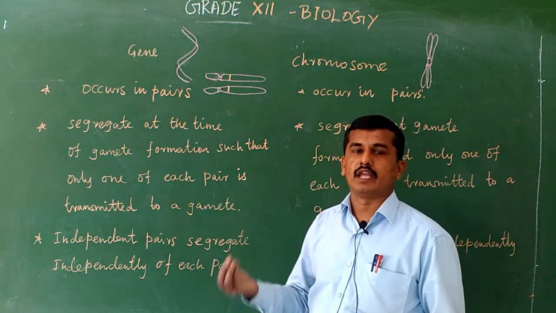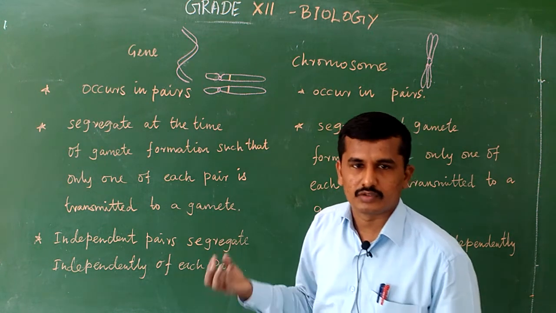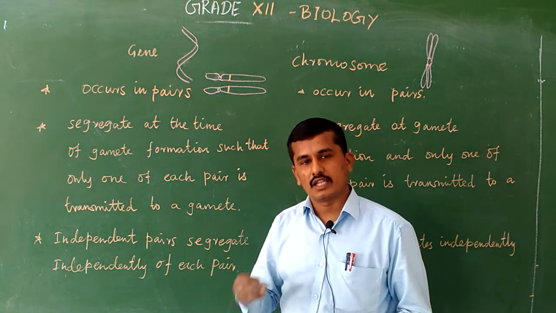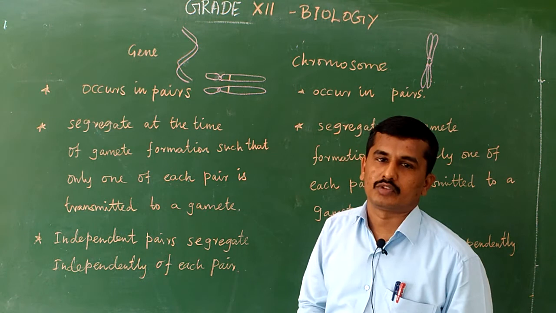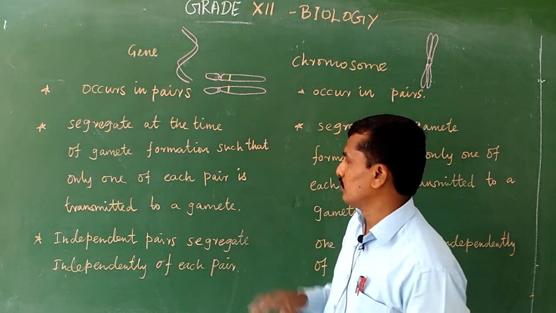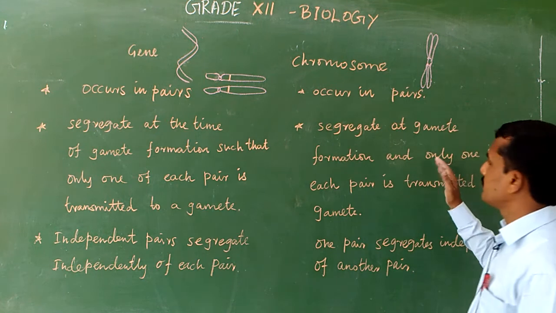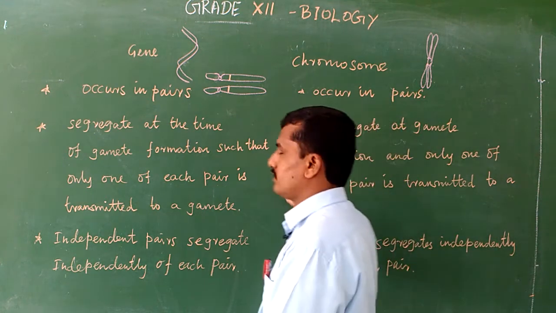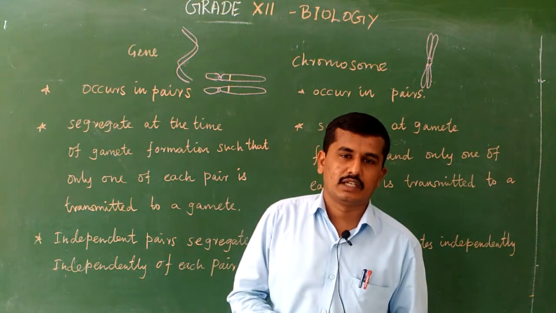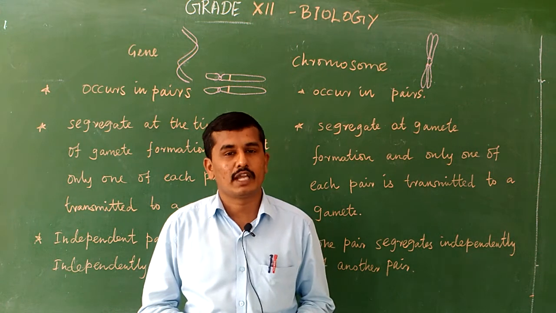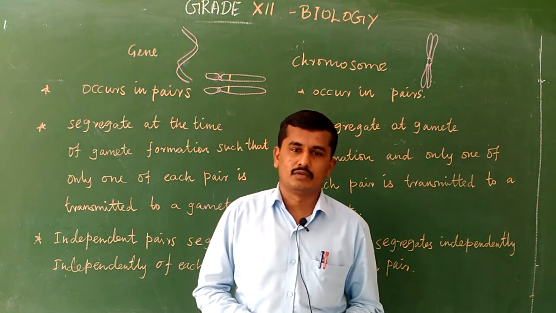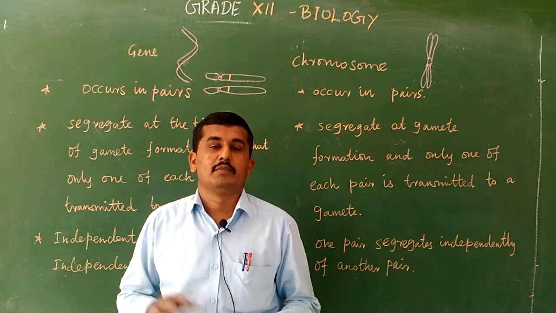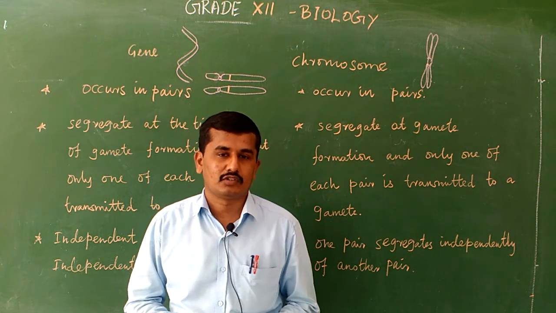For example, in a human male, the genes on the X chromosome are present in one gamete, and the genes on the Y chromosome are present in another gamete. Even chromosomes segregate at gamete formation, and only one of each pair is transmitted to the gamete. How many chromosomes are present in a human gamete? 23 chromosomes are present, we know. The gamete contains 23 chromosomes, but the parent cell contains 46.